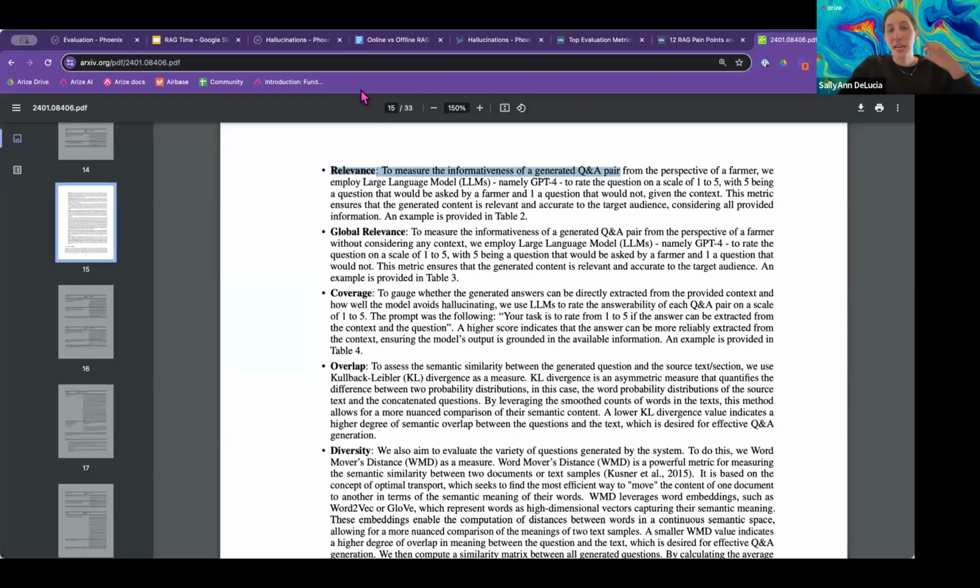So the relevance that I was expecting was not actually the relevance that they ended up using. This is actually relevance to the use case. Because this is an agricultural use case, they were asking if the question was actually relevant to agriculture, which I thought was interesting. I expected this to be more of the traditional relevance. And then they followed that up with making sure the question was relevant without considering any context that was given. So it's just a really interesting way to think about it.